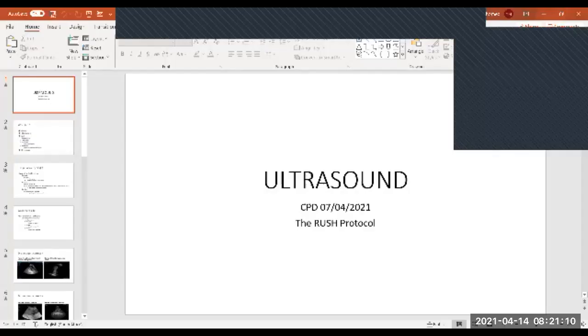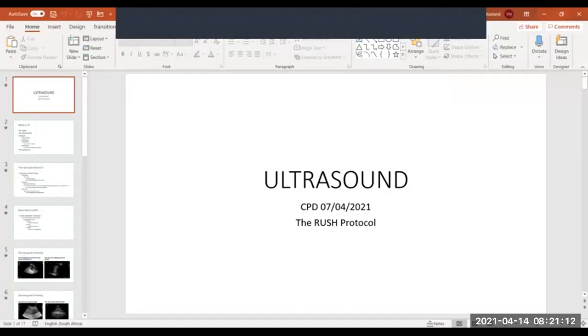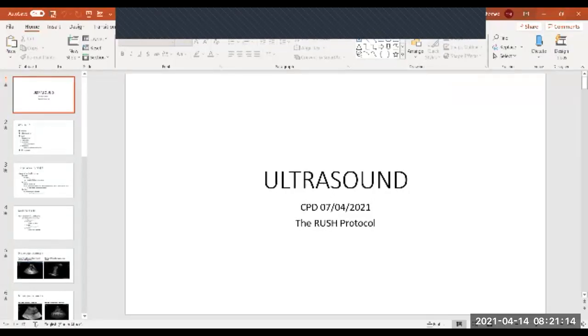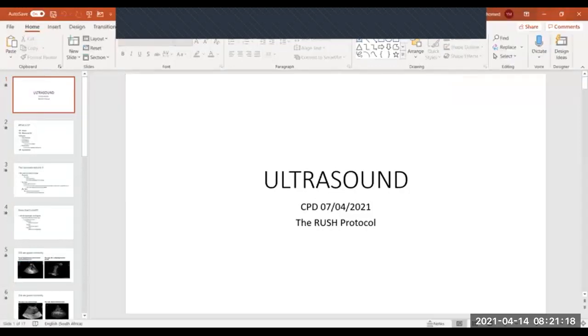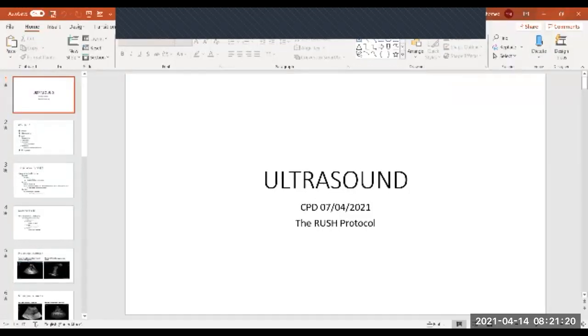So today we're actually not going to learn any new ultrasound techniques per se. We're going to take whatever we've learned so far and put it into something a little bit more practical called the RUSH protocol. Some of you may be wondering what the hell the RUSH protocol is. It has nothing to do with how fast you work in A&E. It's actually a rapid ultrasound in shock.